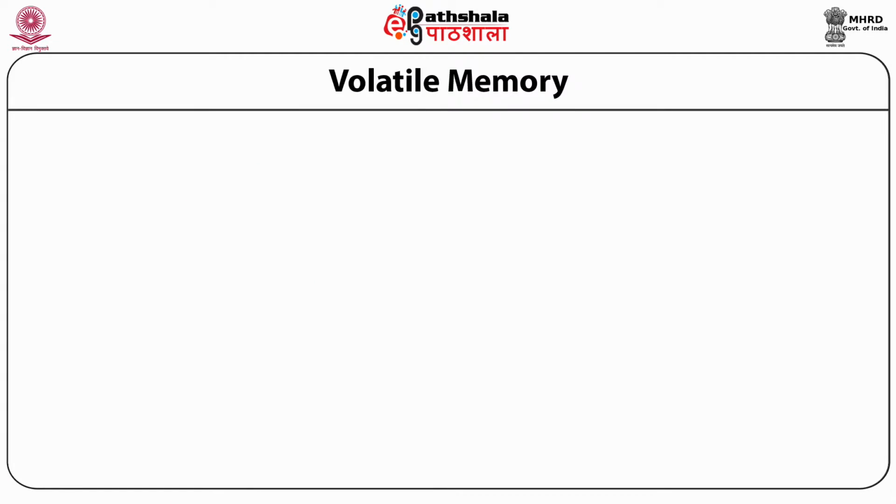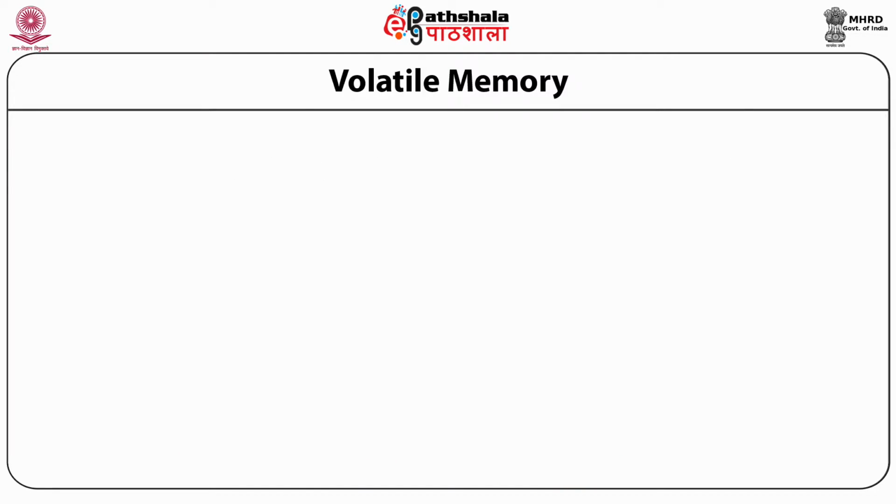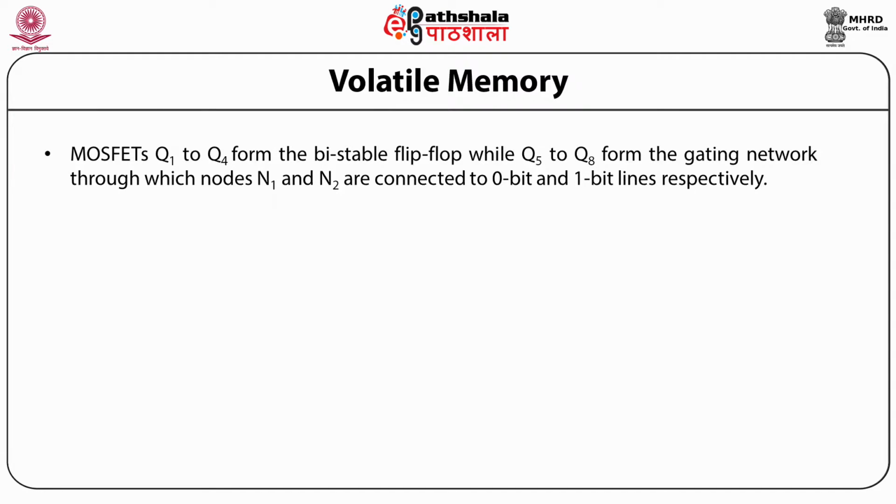Volatile memories. The main type of volatile memory is static MOS RAM, where data remains stored as long as the power is maintained. So this figure below explains the operation of the static MOS RAM circuit using MOSFETs. Now here, the MOSFETs Q1 to Q4 form the bistable flip-flop, while Q5 to Q8 form the gating network through which nodes N1 and N2 are connected to 0-bit and 1-bit lines respectively.